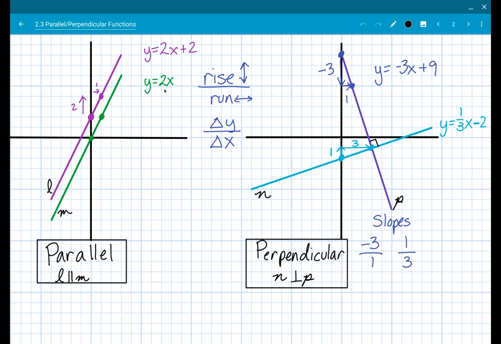they have different y-intercepts. My purple line has a y-intercept of positive 2. It crosses the y-axis here. And my green line has a y-intercept of 0. It crosses at the origin. Because they're always constantly going up the same amount and over the same amount, they will never intersect each other.